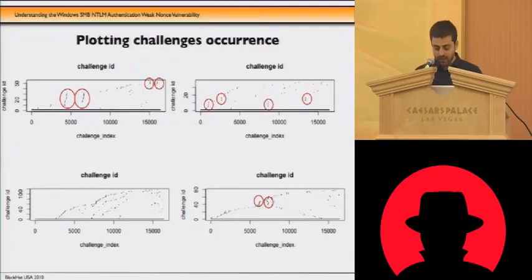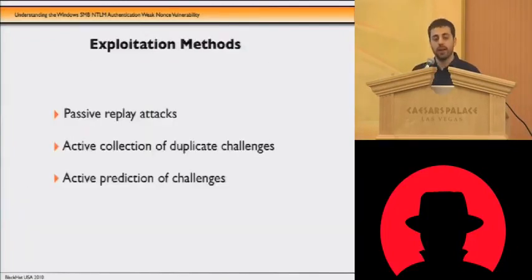So, taking into account that we know that the server is generating a lot of duplicates, what can we do with that? How can we exploit the fact that the server is generating the same nonces over and over again within a very short period of time? Well, the first two attacks that we're going to talk about exploit that. Those are the passive replay attacks and the active collection of duplicate challenges.